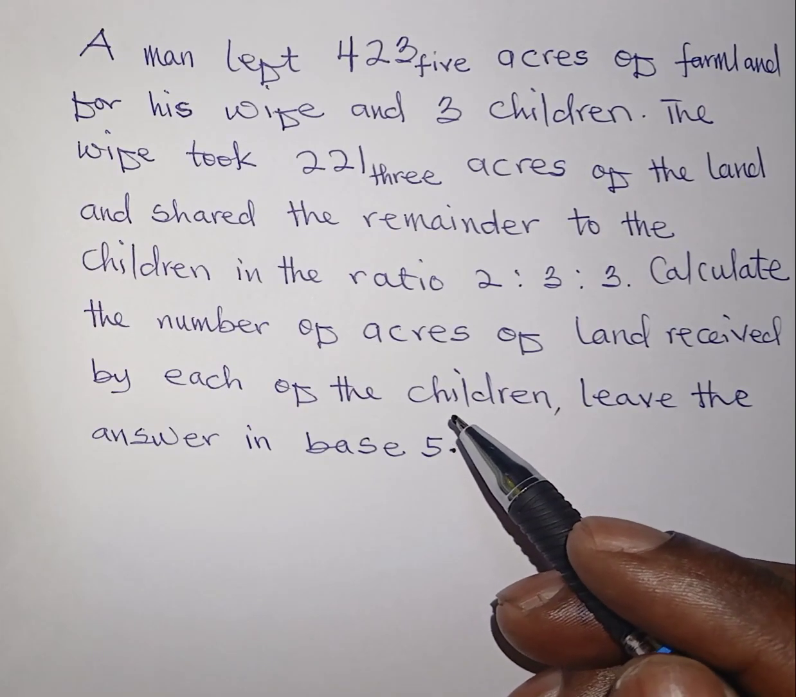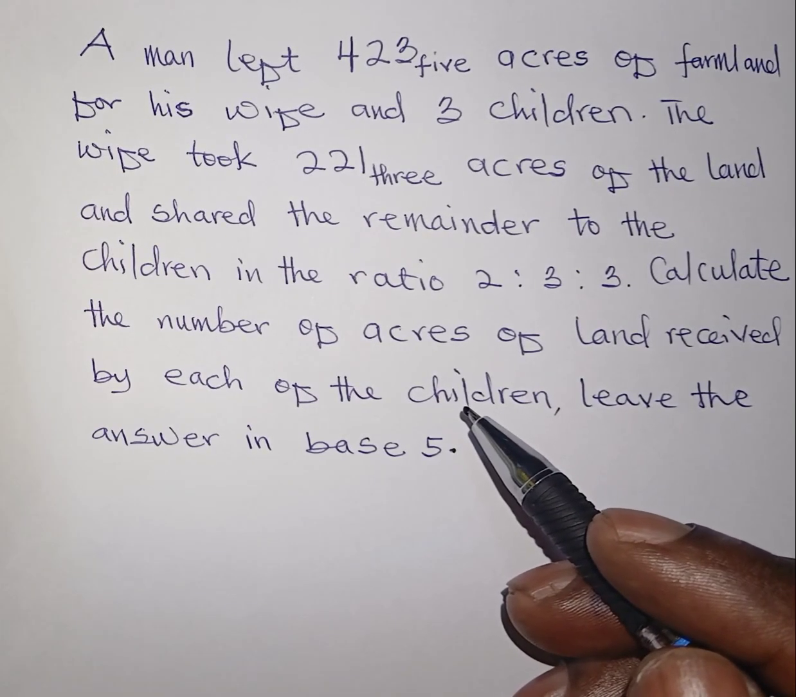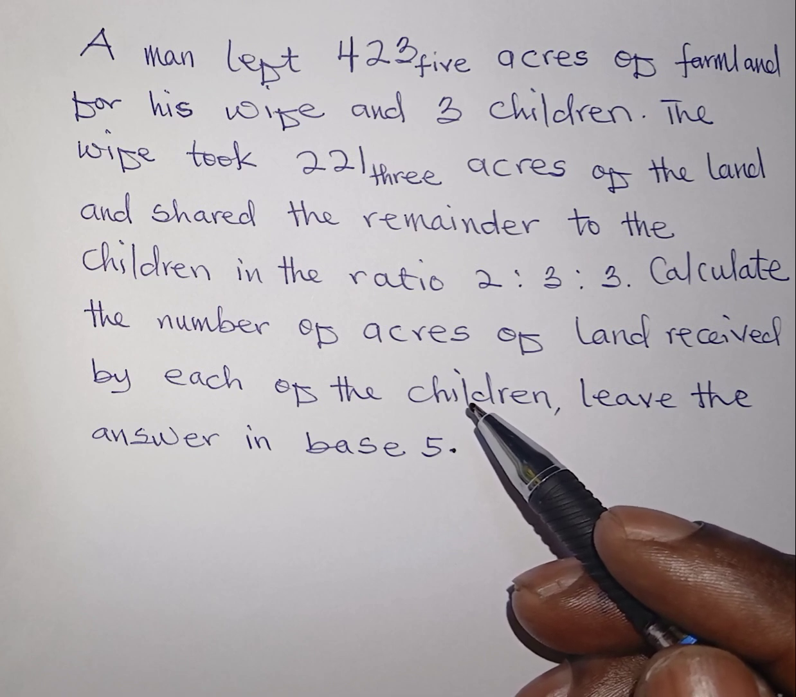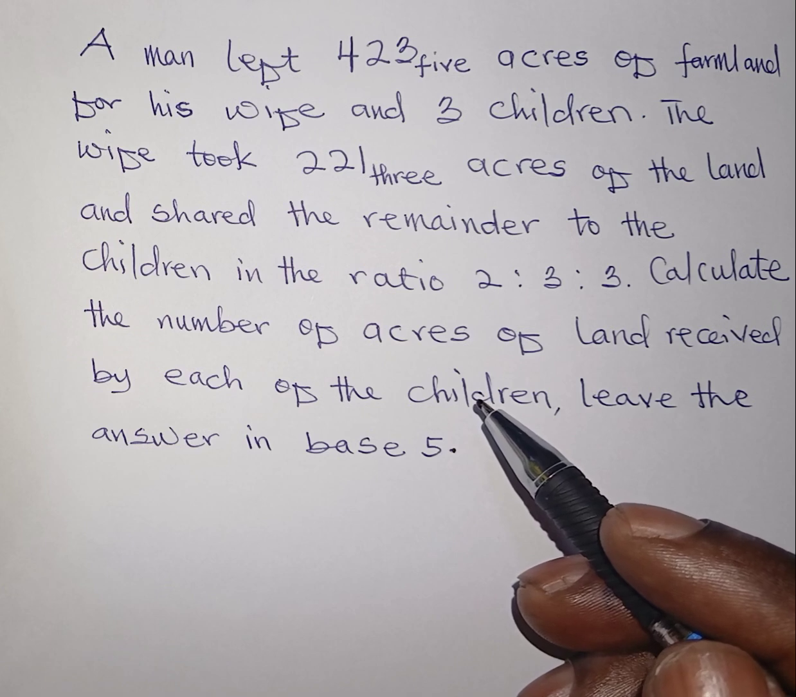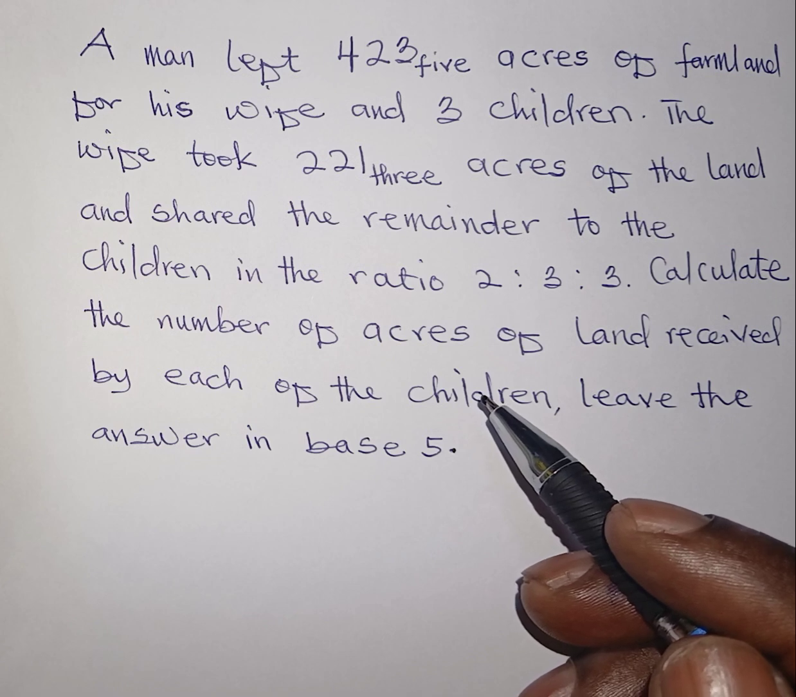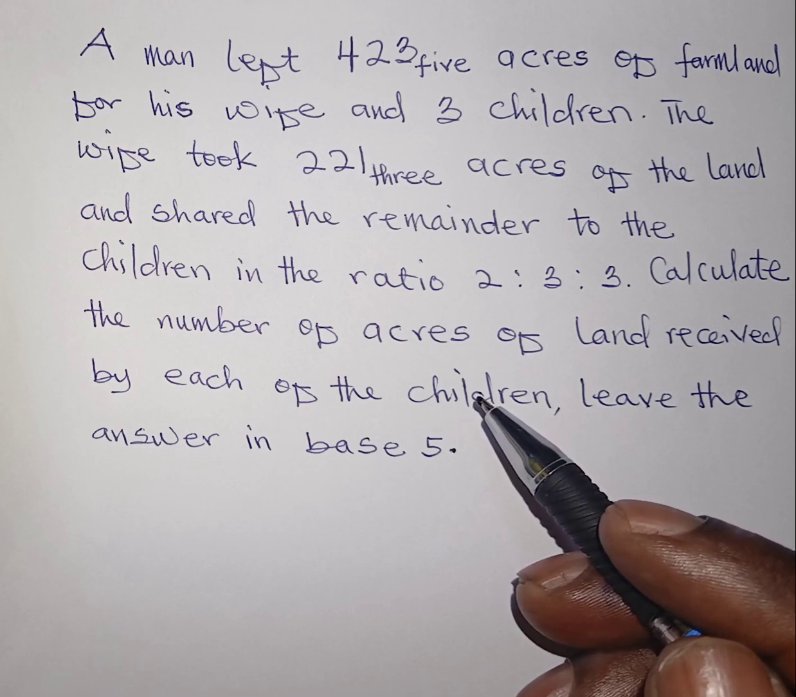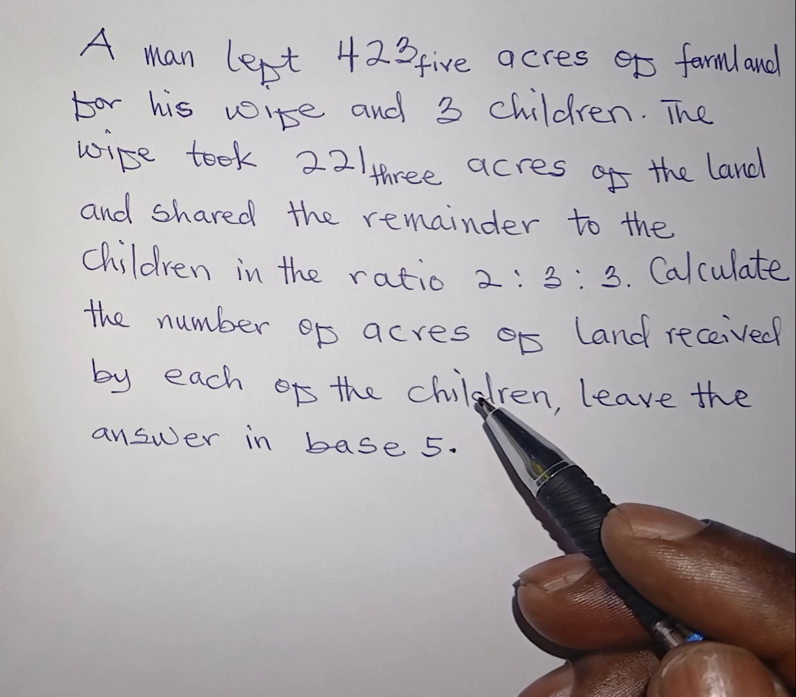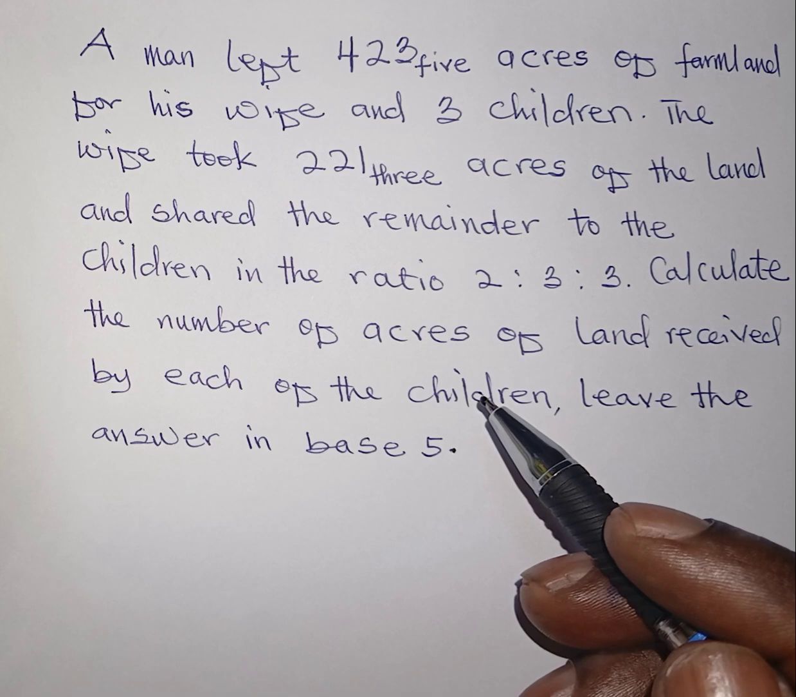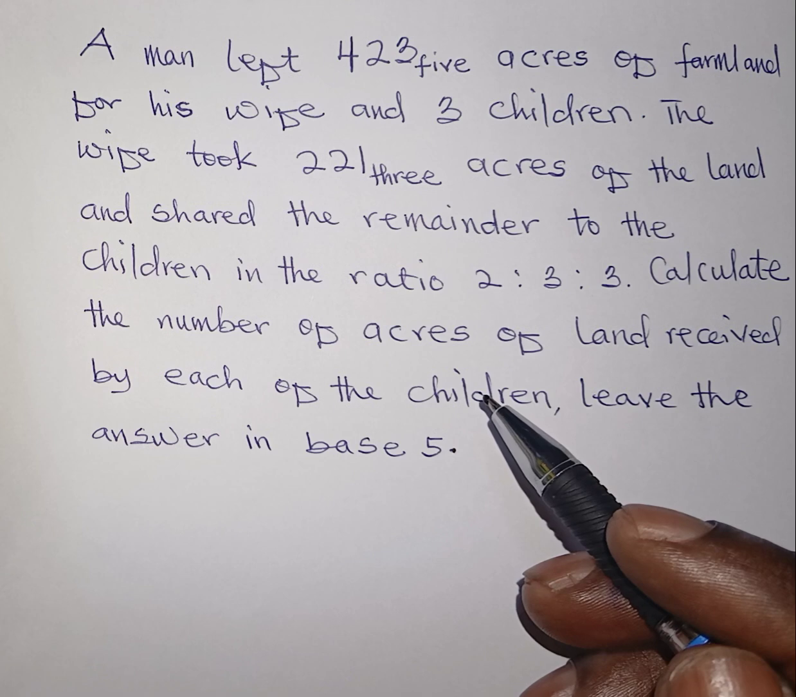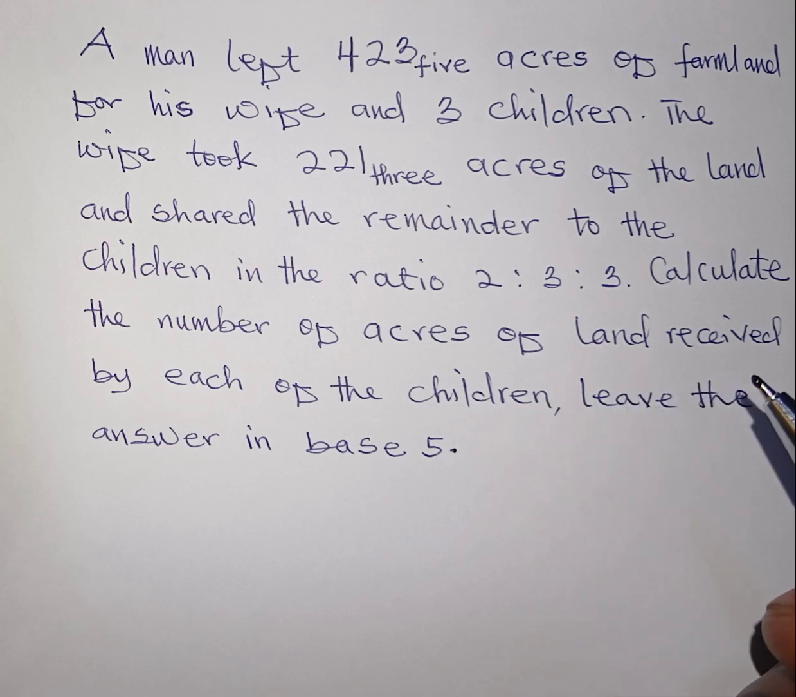Okay, now let's look at this word problem on number bases. In this question, a man left 423 base 5 acres of farmland for his wife and 3 children. The wife took 221 base 3 acres of the land and shared the remainder to the children in the ratio 2 is to 3 is to 3, and we are to calculate the number of acres of land received by each of the children and leave our answer in base 5.